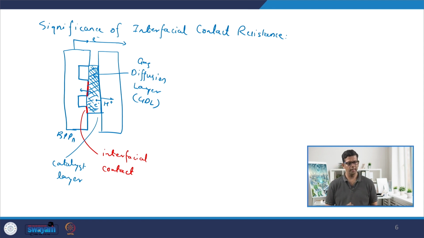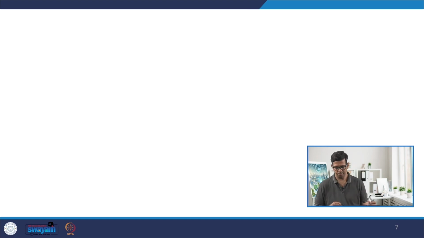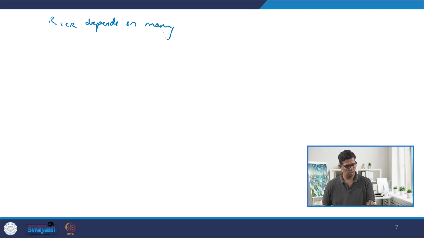So, this is why the interfacial contact resistance comes into the picture, and it becomes more important as the size of the cell increases. We will look at what different factors decide the magnitude of this contact resistance in the upcoming session. So, let me write this: R ICR depends on many factors.